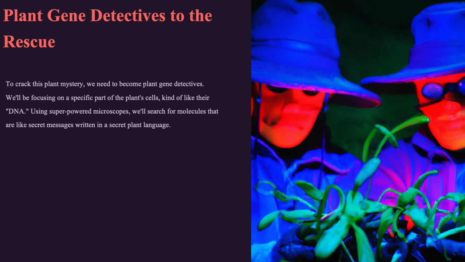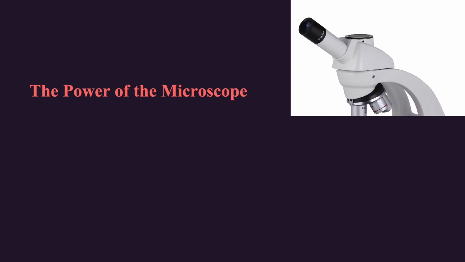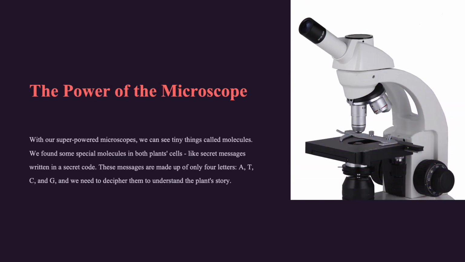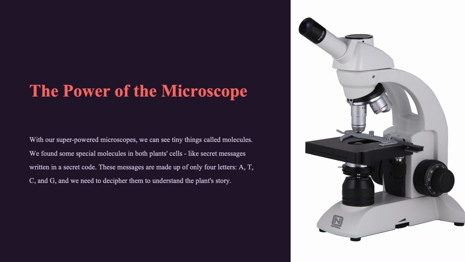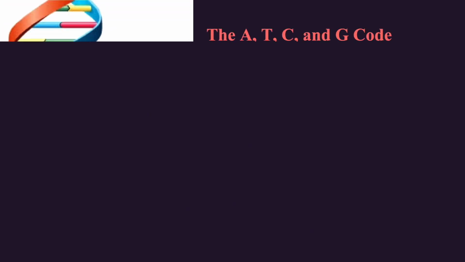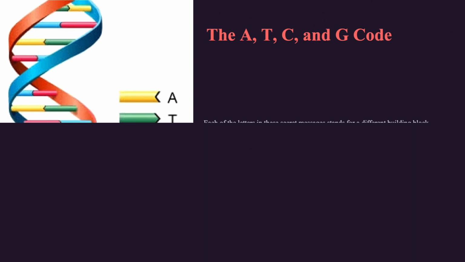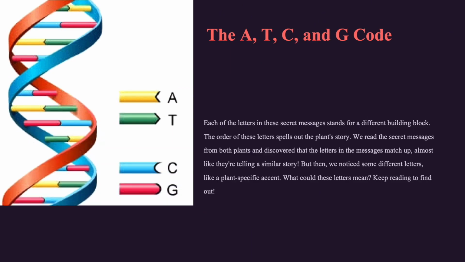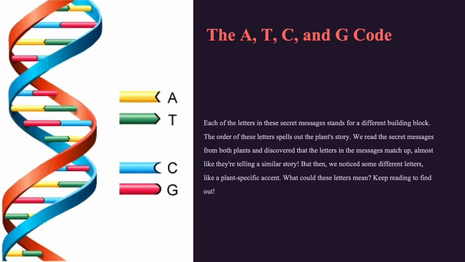You take out your super powered microscope and can see tiny things called molecules. And guess what? You find some special molecules in the cells of both plants. These molecules are like secret messages written in a secret plant language. The secret messages are made up of only 4 letters: A, T, C, and G. Just like the ABCs, but for plants. Each letter stands for a different building block, and the order of the letters spells out the plant's story. It's like a super ancient recipe book written in a mysterious code.